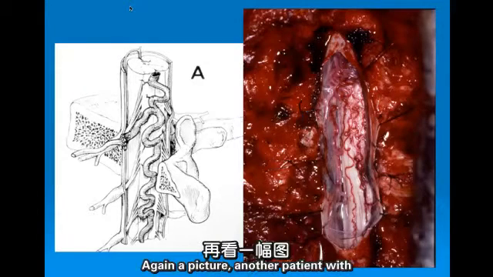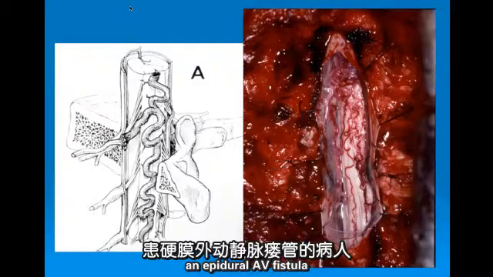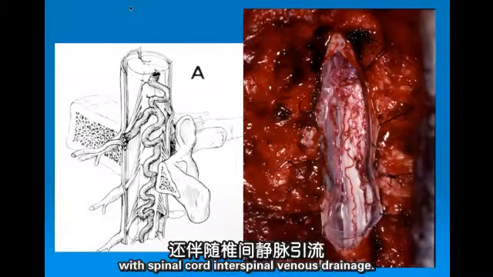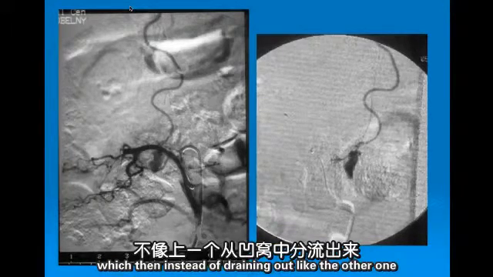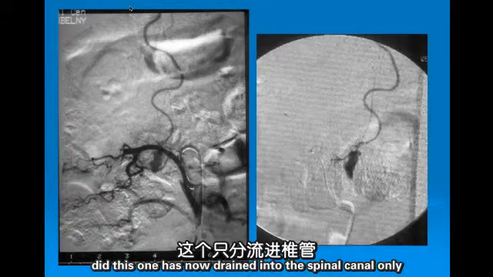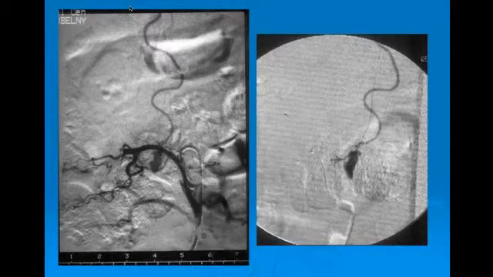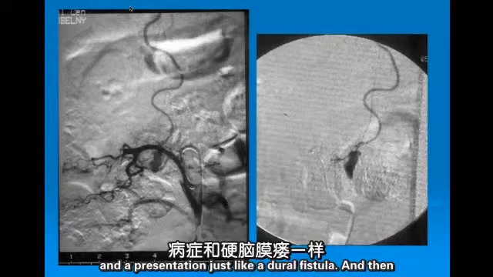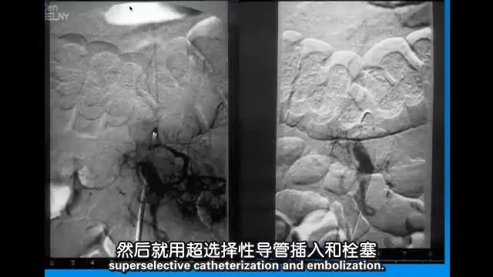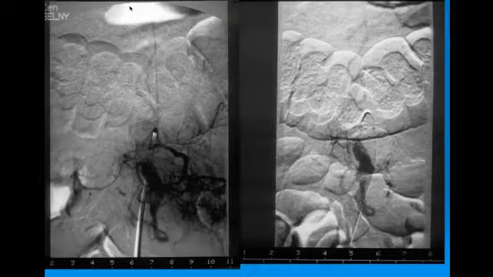Another patient with an epidural AV fistula with intraspinal venous drainage. Again, we have the superselective, that pouch in the epidural space, which then, instead of draining out like the other one did, this one has now drained into the spinal canal only, resulting in venous hypertension and a presentation just like a dural fistula. And then superselective catheterization and embolization.